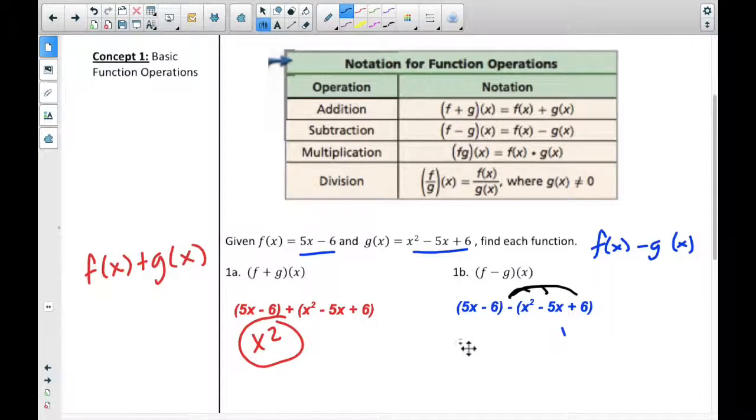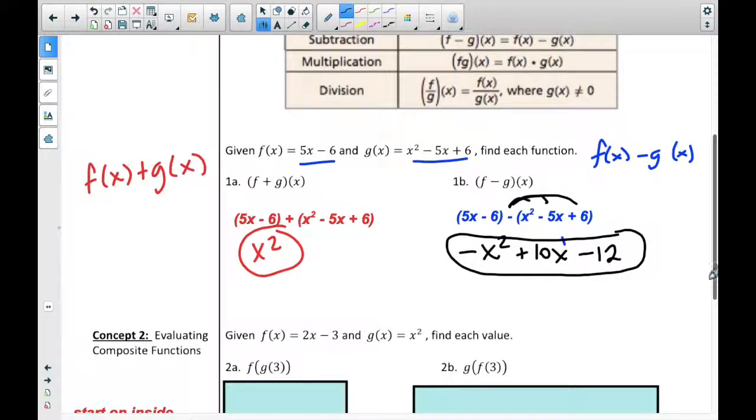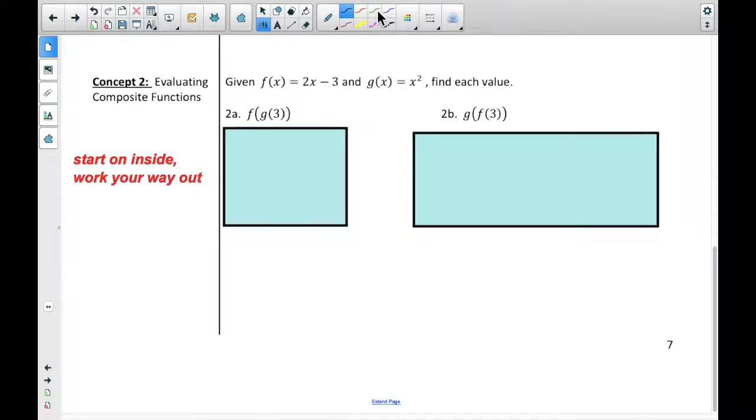And so this is going to come out to be a negative x squared. And then my x's, I have 5x minus negative 5x. That's 10x. And then I have negative 6 minus 6. That's minus 12. And so once again, adding and subtracting is just basic, straightforward. We've done that before. Maybe the only new part is just understanding what this notation means. And that's what it means, f of x minus g of x. Does not mean times.